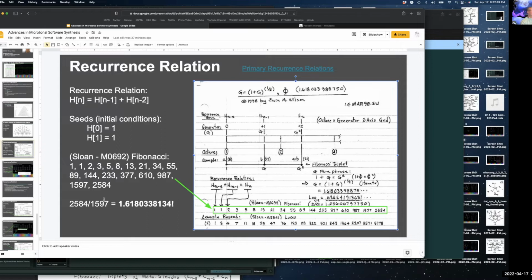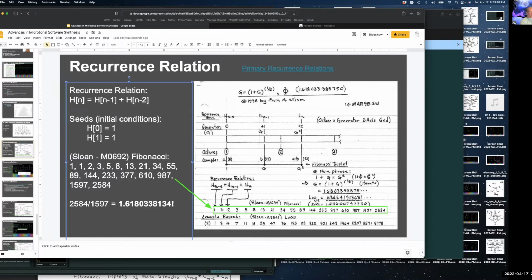And then notice, this is the other important point to make. When you carry the sequence out, we didn't even carry it out 20 terms, but if you divide 2,584 by 1,597, you get 1.618033. Look how close this approximates the actual golden ratio. This is a transcendental number. So you don't even have to go out that far, and it already converges and approximates this number super well.